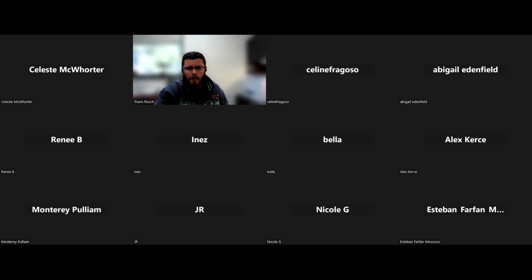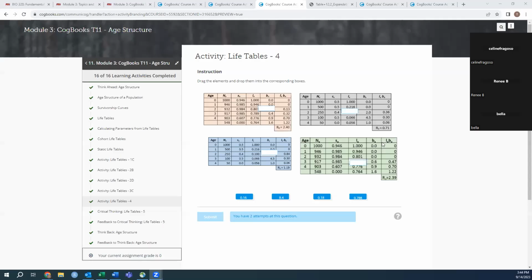All right. There's a question in the chat, but real quick before I forget, I did get a couple emails about this. I want to point this out because this was another half typo in Cogbooks. It was just a sloppy way that they put tables together. So you remember seeing these life tables where you just had to fill in the numbers.